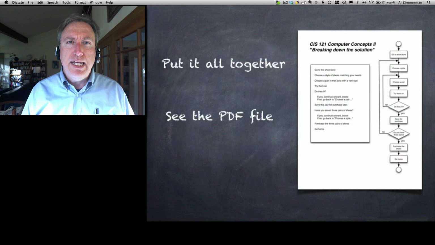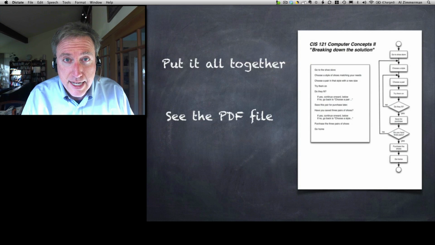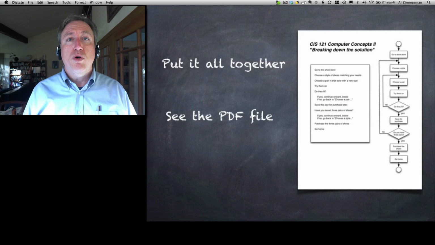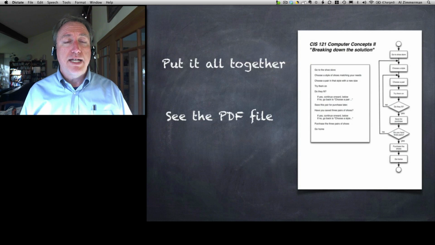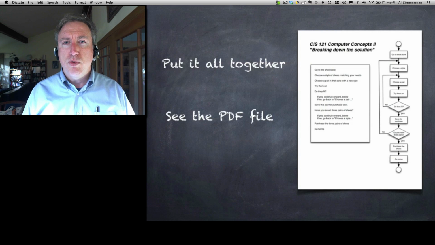Take a look at the PDF. You may be able to apply this technique to your assignment, which has to do with finding a class that you can register for and registering for three of them.